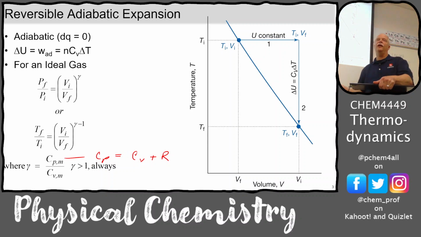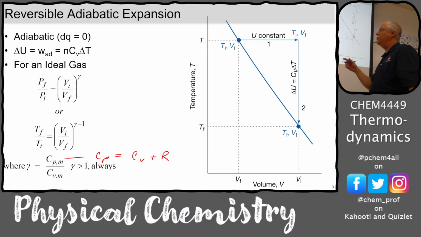We have monatomic gas, 3 halves R. We have a diatomic or a linear gas, 5 halves R, or like water, a bent molecule, asymmetric molecule. Then it's going to be what would we say? That'd be 6 halves, yeah. And so then we can calculate CV, and once we know CV, then we can calculate CP.